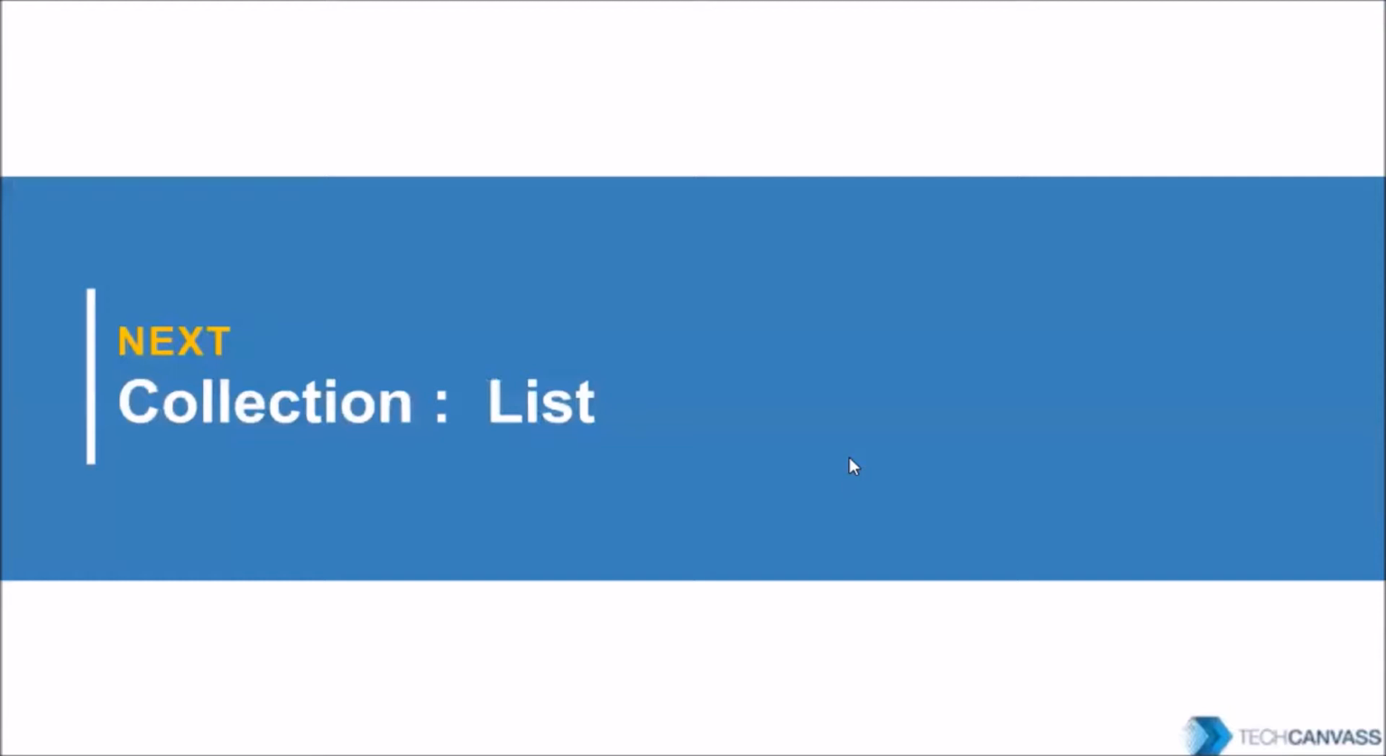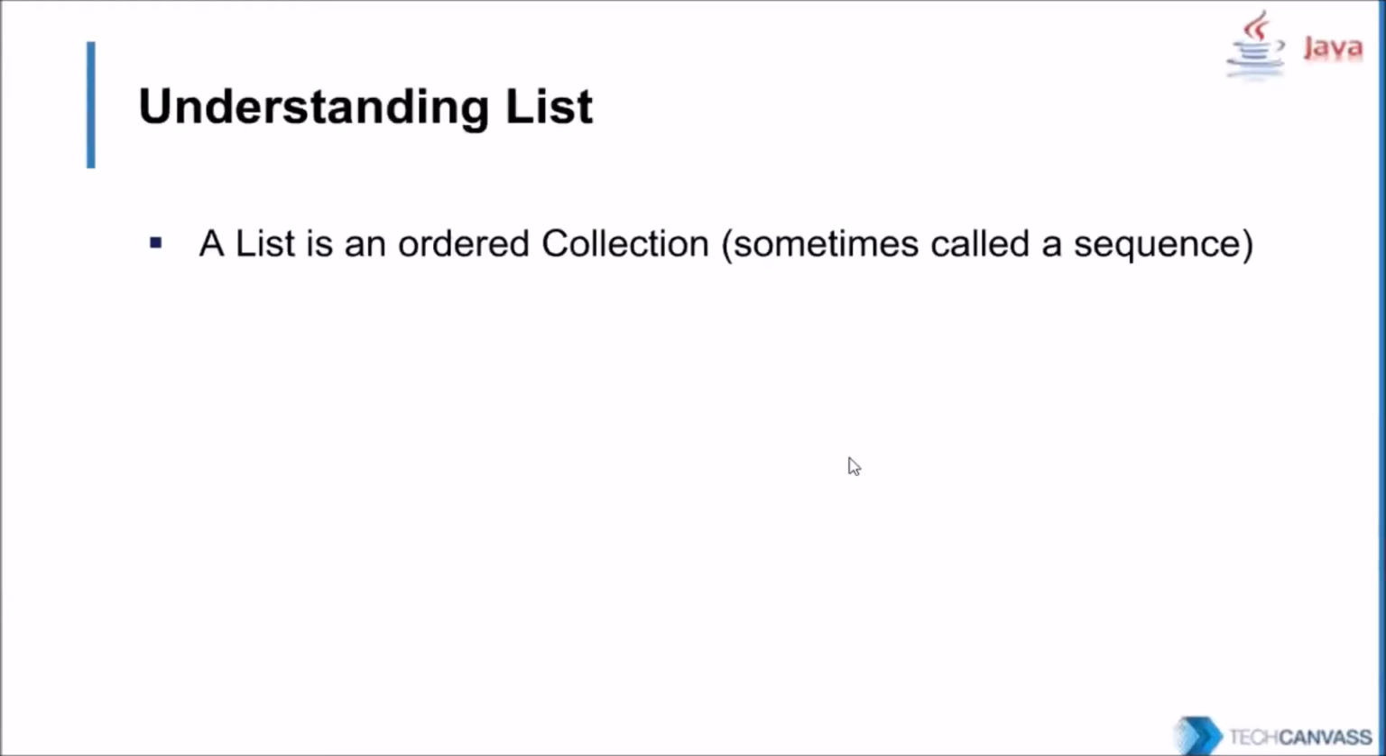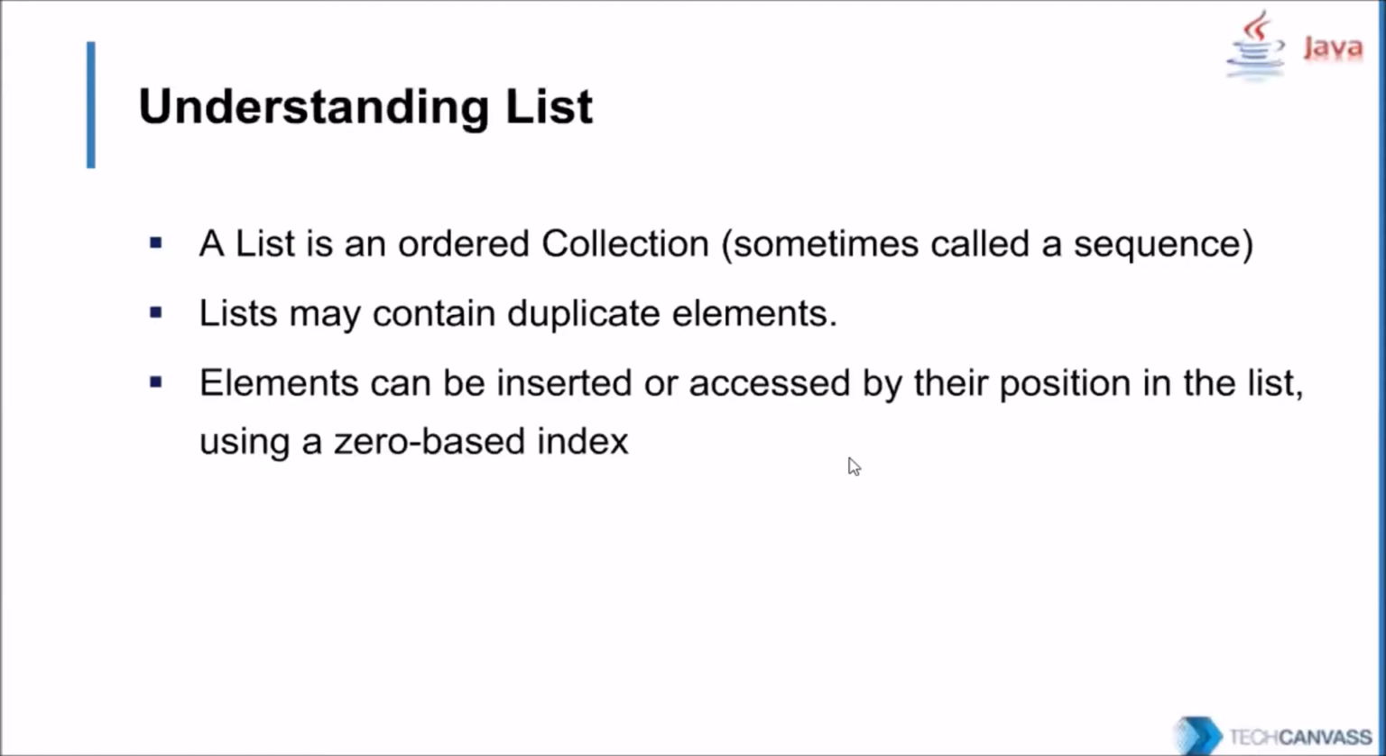Okay, so first one is list. List is an ordered collection, which is nothing but called a sequence. It may contain duplicate elements. Elements can be inserted or accessed by their position in the list. So it is index based to access an element, and using those indexes we can either insert or access a particular element in a list.